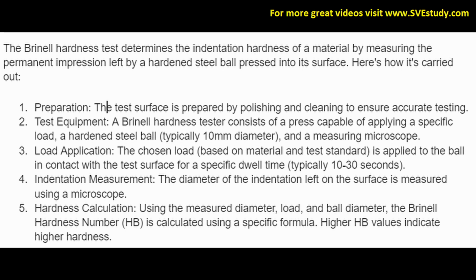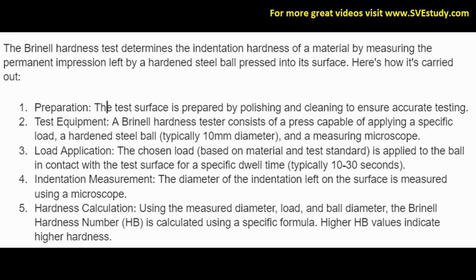2. Test equipment. A Brinell hardness tester consists of a press for applying a specific load, a hardened steel ball, typically 10 millimeters in diameter, and a measuring microscope. 3. Load application. The chosen load, based on material and test standard, is applied to the ball in contact with the test surface for a specific dwell time, typically 10 to 30 seconds.